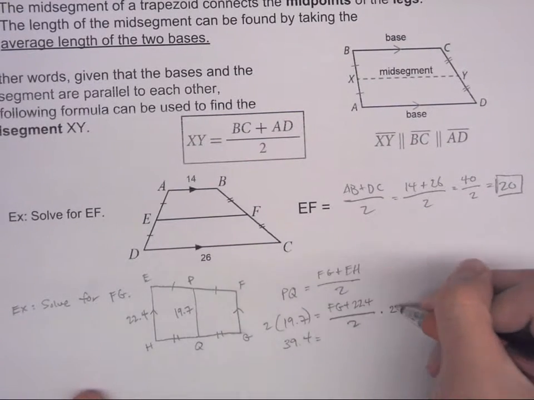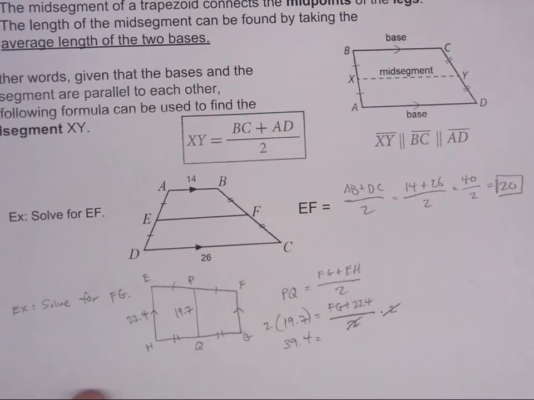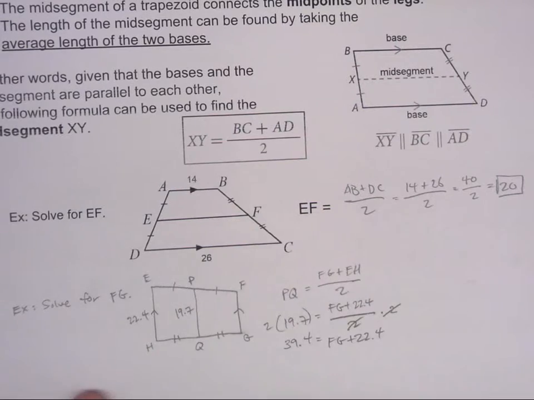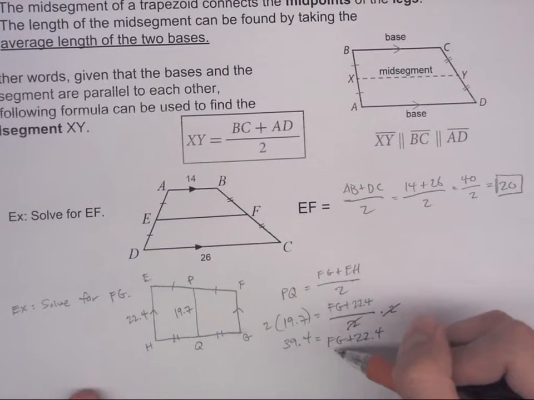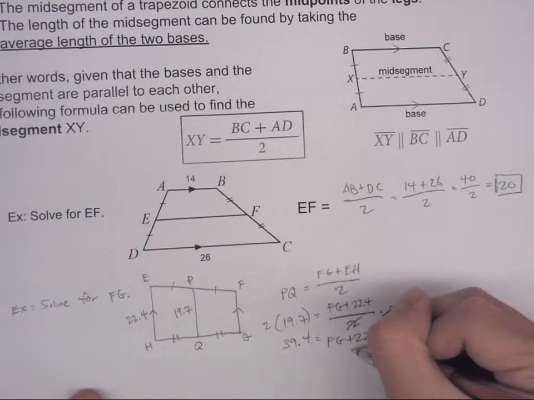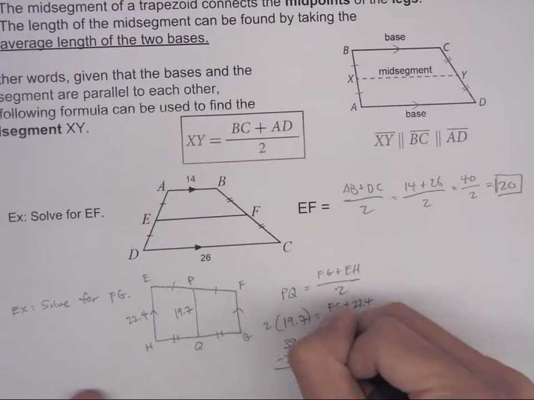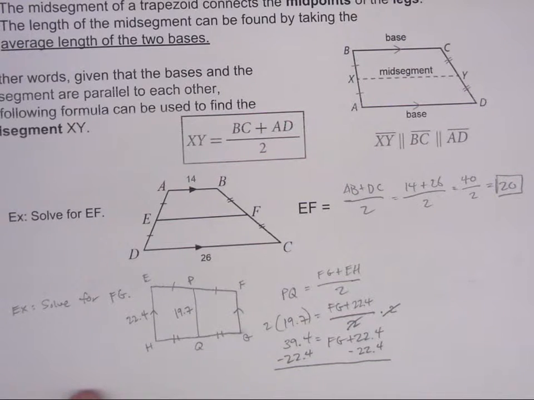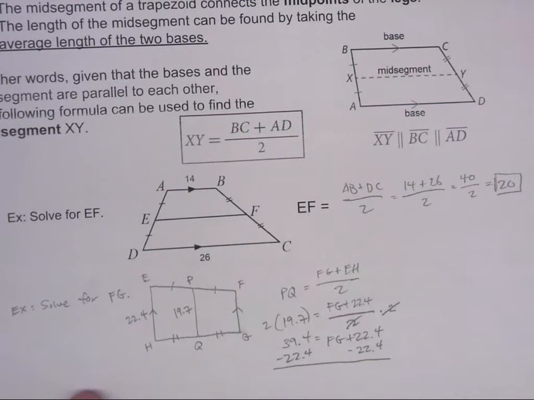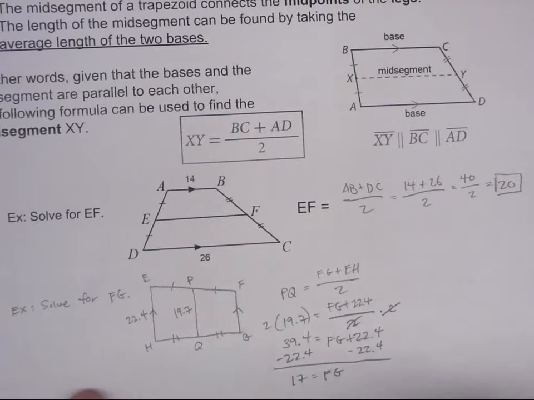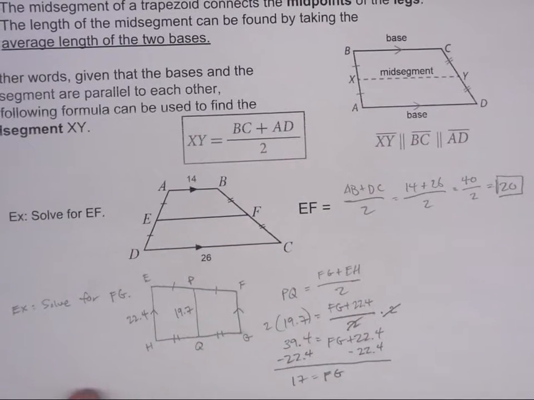39.4 equals, so this cancels out. We have FG plus 22.4. Now you want to isolate FG by itself. Subtract 22.4 from both sides. And I believe that is 17. Yep. Okay, 17 equals FG. So that's solving for FG. FG is 17.